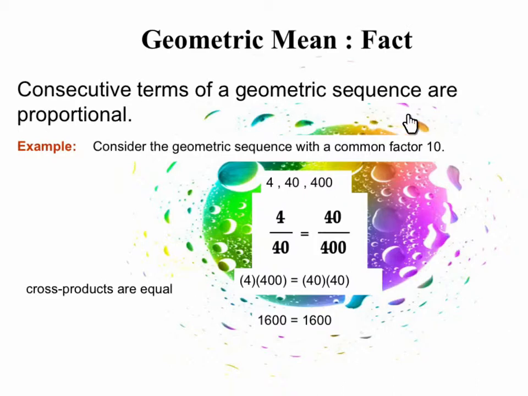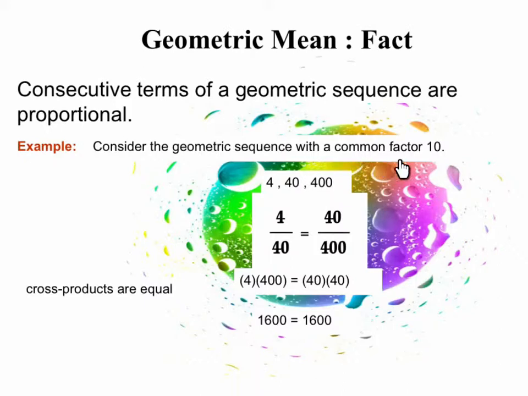A geometric sequence is a sequence of numbers that have a common ratio between them to get to the next number. And the consecutive terms of a geometric sequence, since they use a ratio to go to the next number, are proportional. Let's consider this example of a geometric sequence with the common factor of 10, which is the common ratio, 10 over 1 for this one. If I multiply by 10 over 1, I get 40. Multiply that by 10 over 1, get 400.